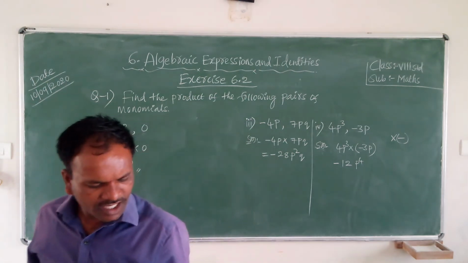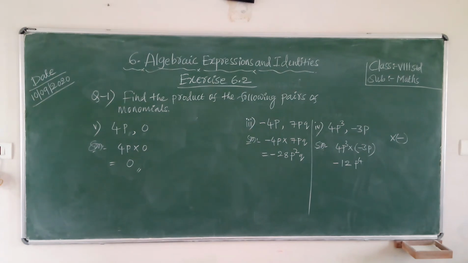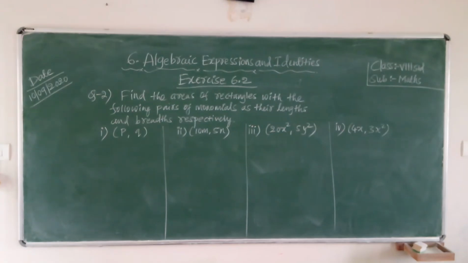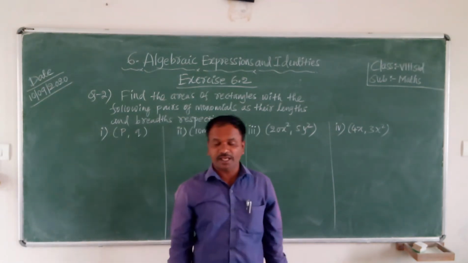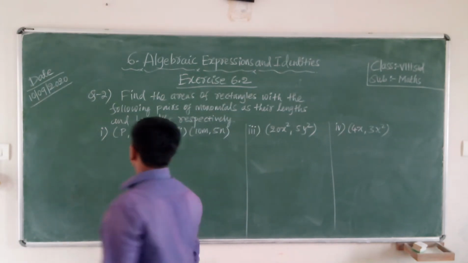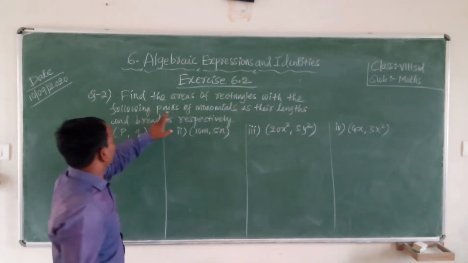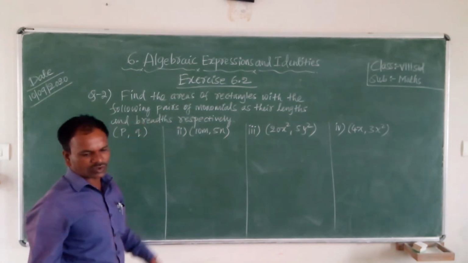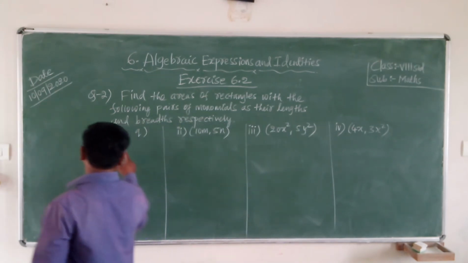Next question is there. It's a very important question. This one here, geometrically. See here. Hello, my dear students. Now find the areas. Here algebra inside that geometry part came. How to multiply? See here. Find the areas of rectangles with the following pairs of monomials as their lengths and breadths respectively. Lengths and breadths are given.